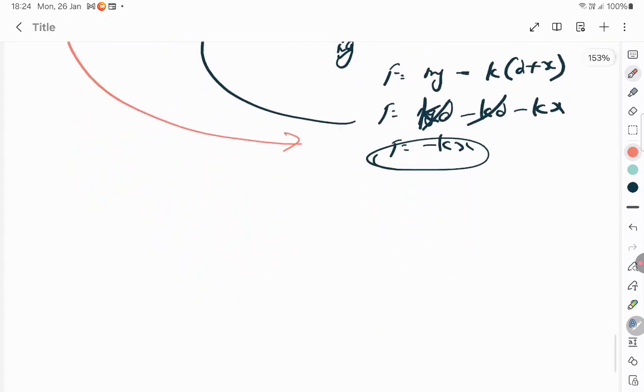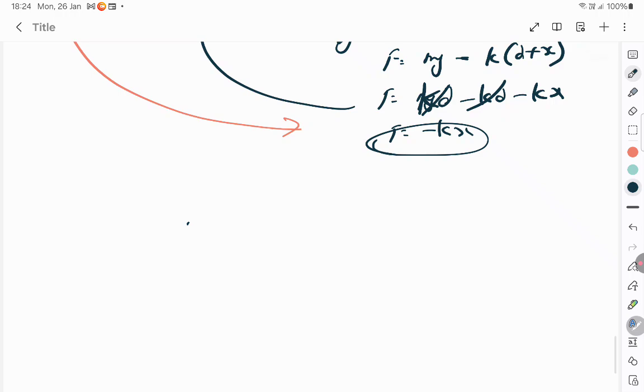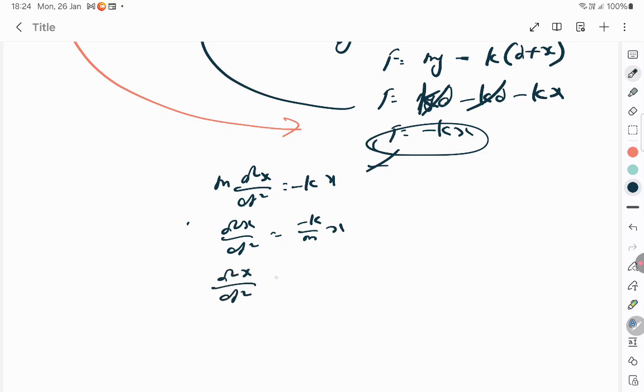And so then you write this, and you can also write the same now. F is nothing but m into d square x by dt square is equal to minus k into x. So d square x by dt square is equal to minus k by m into x. d square x by dt square is the acceleration, and k by m is omega square, so d square x by dt square plus omega square x is equal to 0, which will again give you the same differential equation.